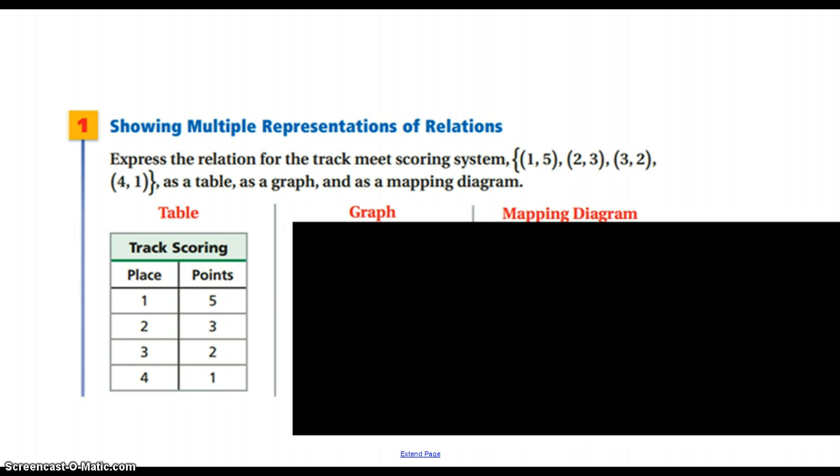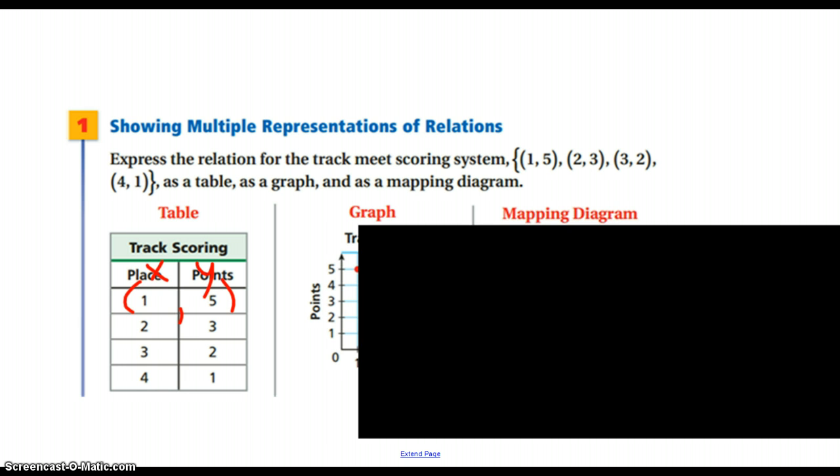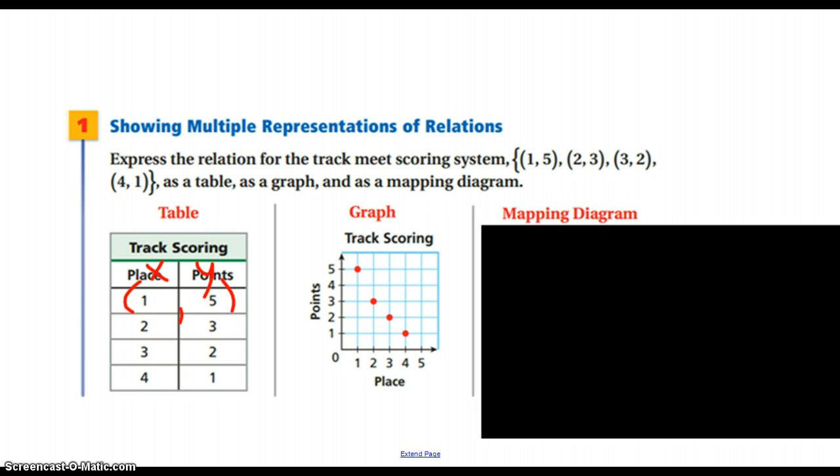You can also graph those points. We've talked about that, where if we were to graph this, this would be an x coordinate and a y coordinate. We'd go over 1, up 5. Okay, so we can see that point right here. If you get first place, you get 5 points. Second place, you get 3 points. So these are all coordinates that can be graphed.